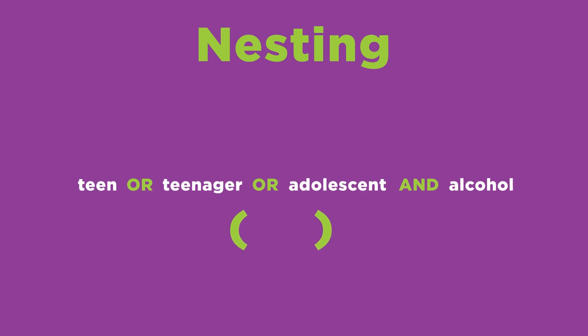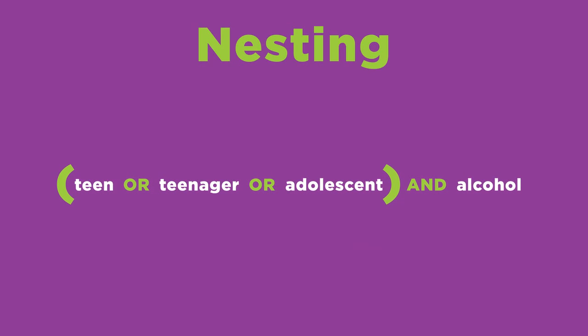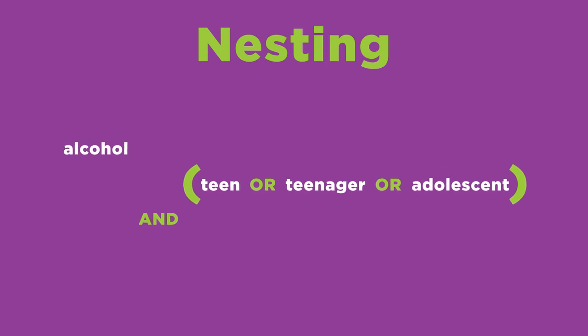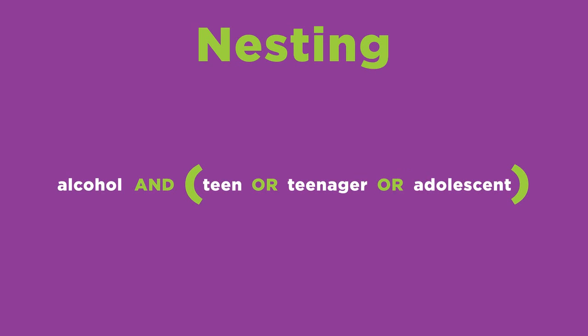Using parentheses to group the three synonyms lets the system know that all of the results must include the word alcohol, but they can either mention the term teen, teenager, or adolescent. Arranging the terms in this order would accomplish the same thing.